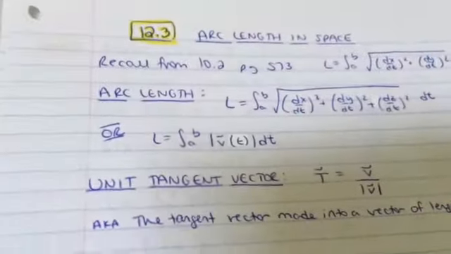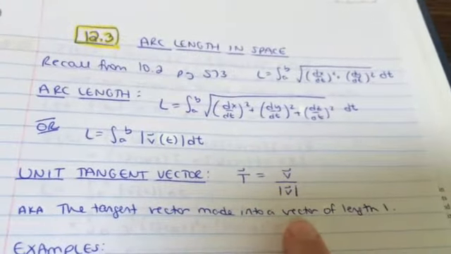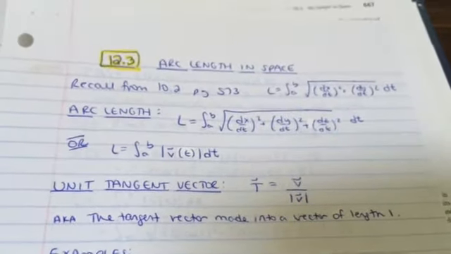Okay, so here's those same 2 formulas. So here's just another way to think about it. If you take the tangent vector and make it into a vector of length 1 by dividing by its magnitude, that makes it a unit tangent vector. All right, so now let's look at some examples.